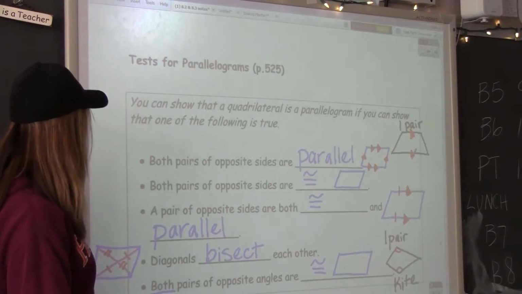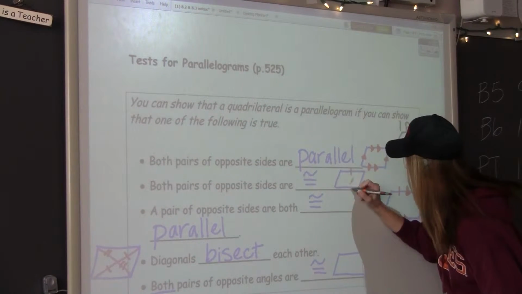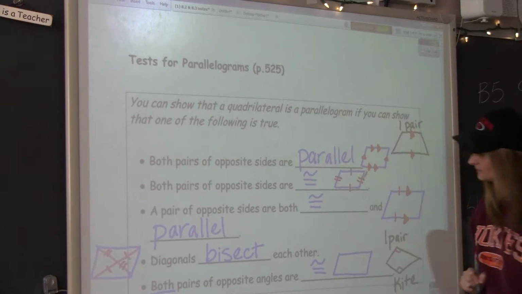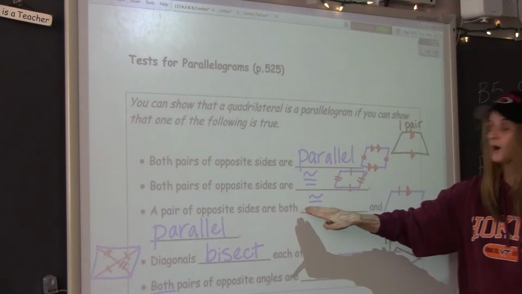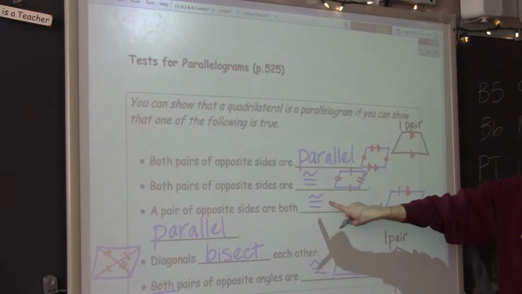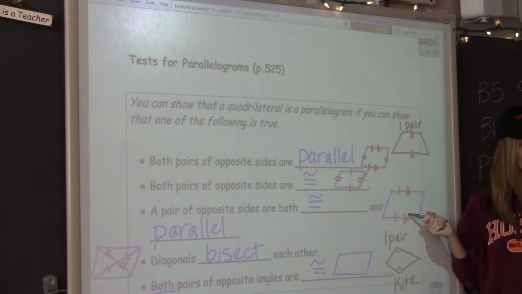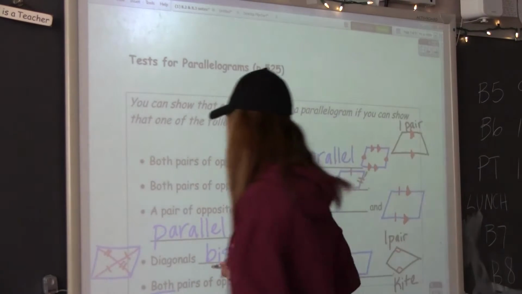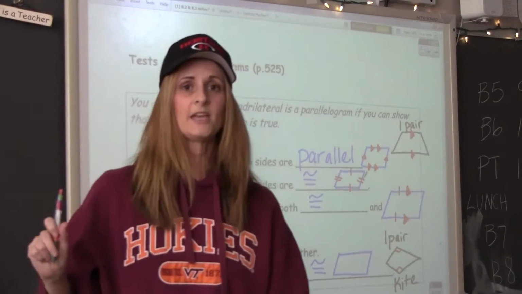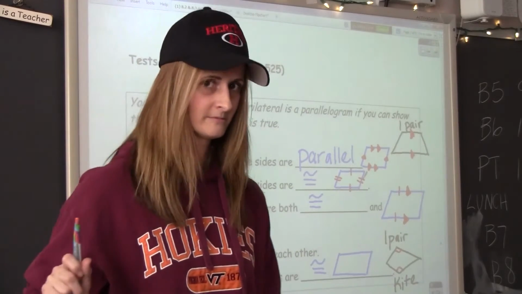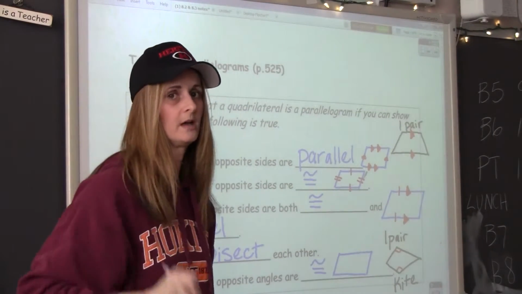All right, so both pairs of opposite sides are congruent. Okay. You could also know that a pair of opposite sides, only one pair, are both congruent and parallel. And that's drawn here. I want you to draw the pictures, subscribers. You might have to press pause. Do that.